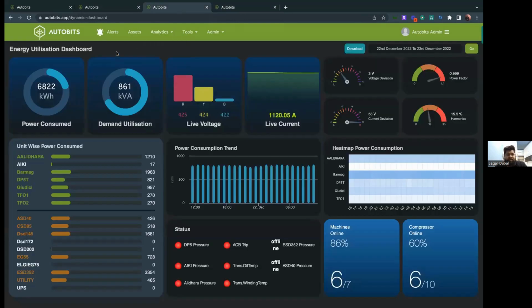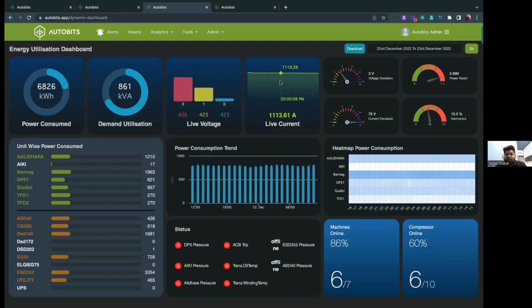This is a dashboard that you can have as a hand-on dashboard, in which you can see how much power you are using. So 6,000, this is the power consumption. This is the max demand which is being utilized. This is the voltage. So you know what is the max voltage, minimum voltage. This is the current. It's stable.